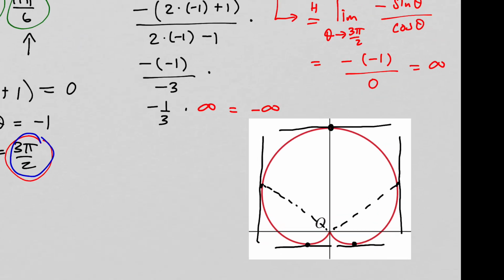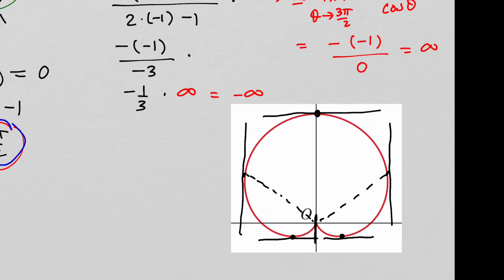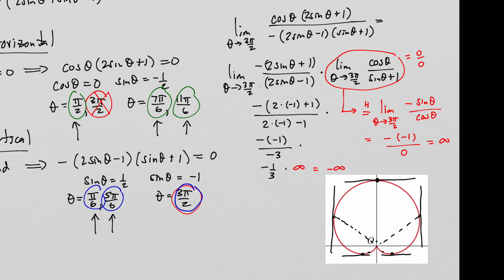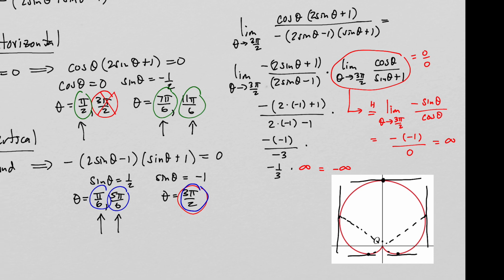And of course, 3 pi over 2 is right here. And you can see that we're coming in, getting a vertical tangent at that point as well. All right, so that just confirms what we saw from our equations. And that concludes this video lesson.